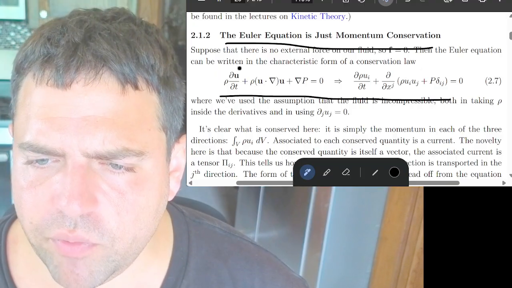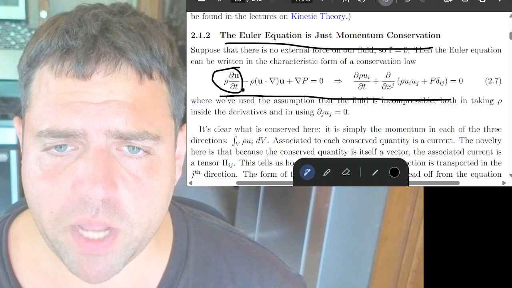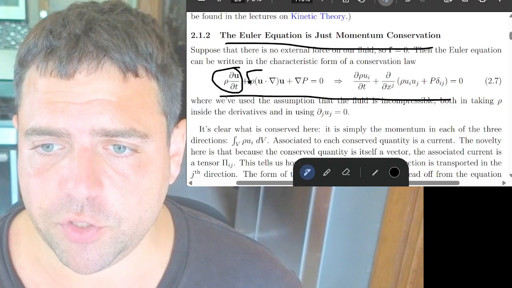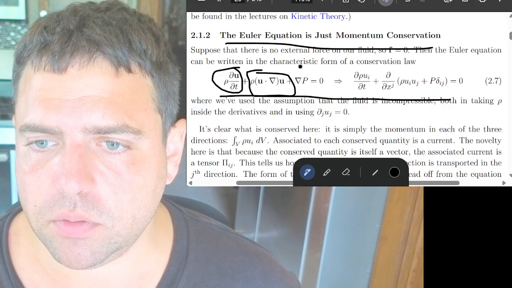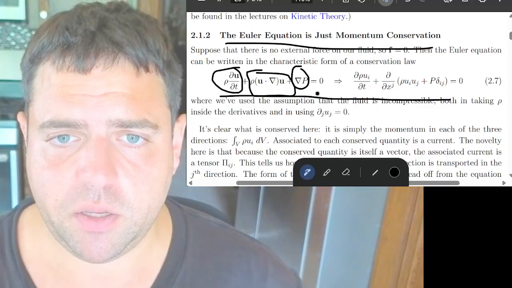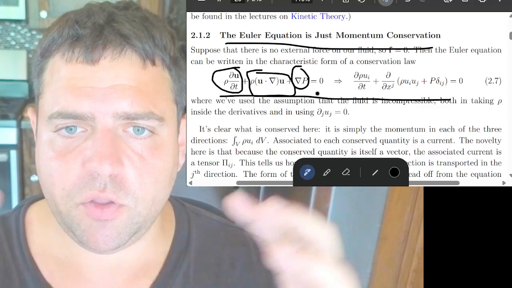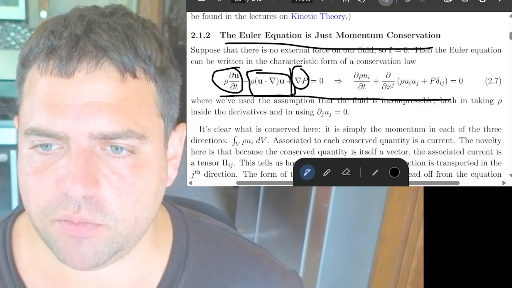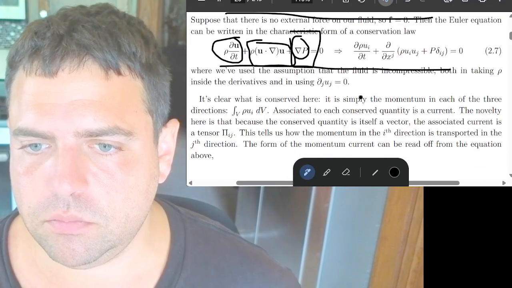So this is the final equation. We recognize it. This is the change in momentum with time. This is how much momentum flows in and out. And this is accounting for the pressure. Pressure is isotropic. It's the same in all directions. And it's basically either pushing in or out. So we can just kind of say it like this. Easy.